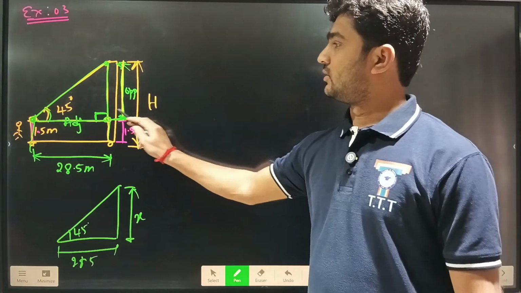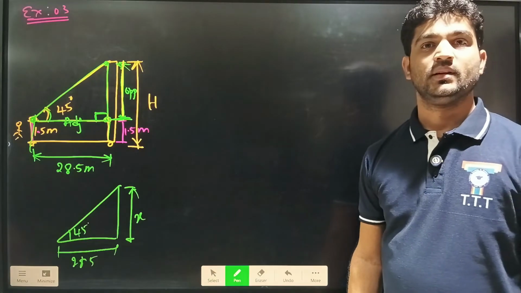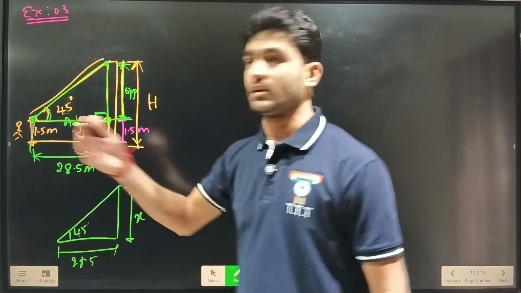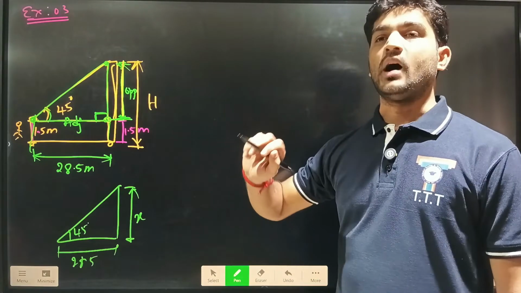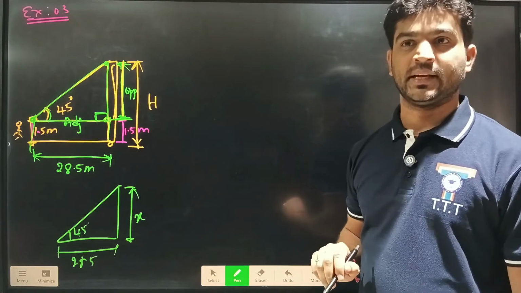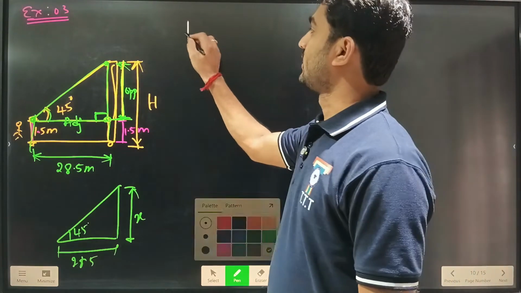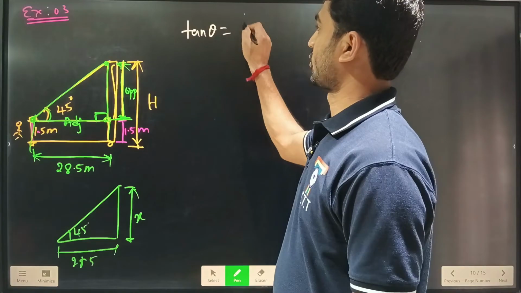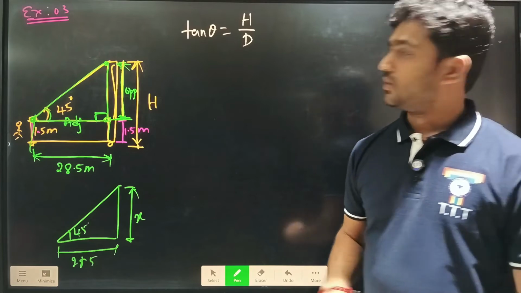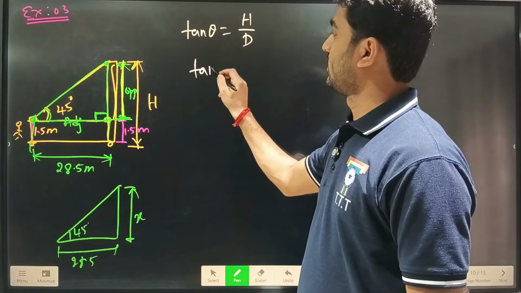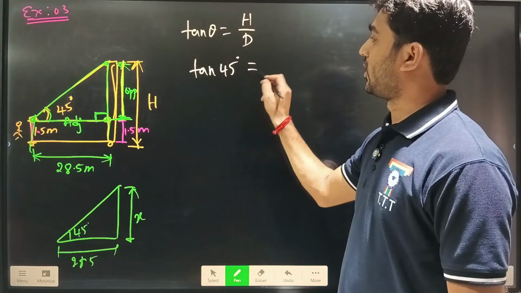This is the opposite side, this is the adjacent side. Should we use cos? If we use cos, adjacent by hypotenuse comes, but that side is not required. I want this one, opposite by adjacent, height by distance. The height by distance condition is tan theta, where tan theta is equal to h by d, or opposite by adjacent. Tan of what is the angle? 45 degree. Okay na?